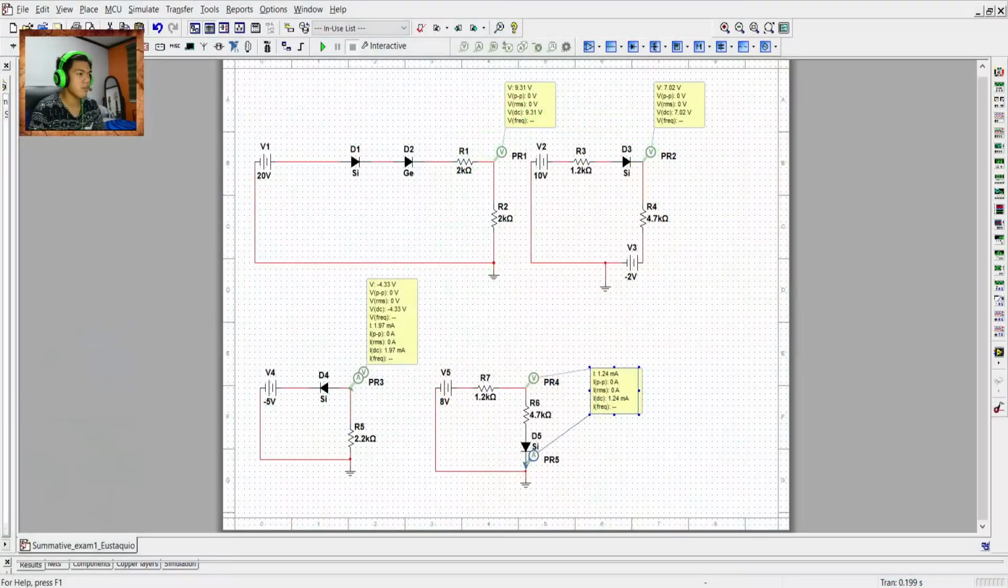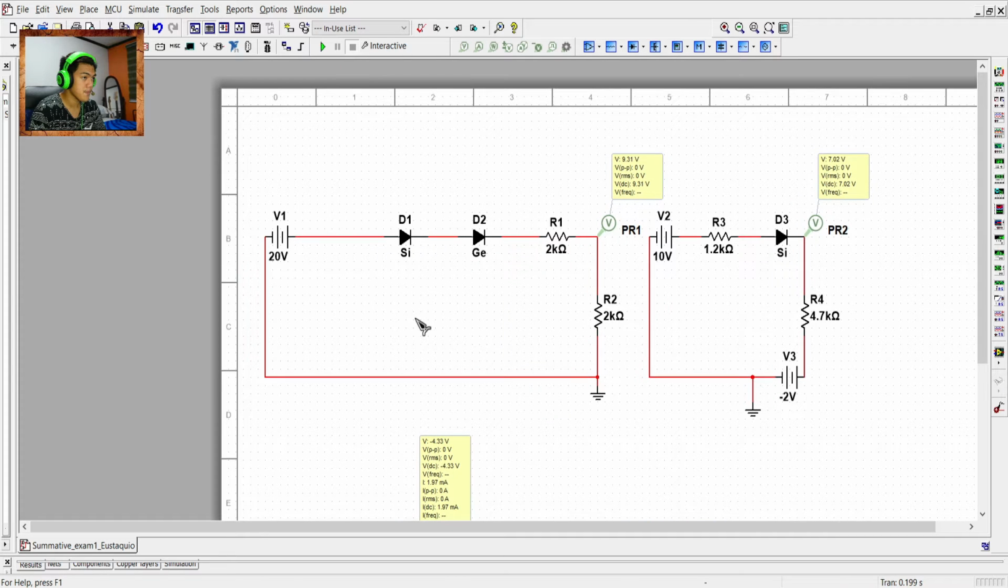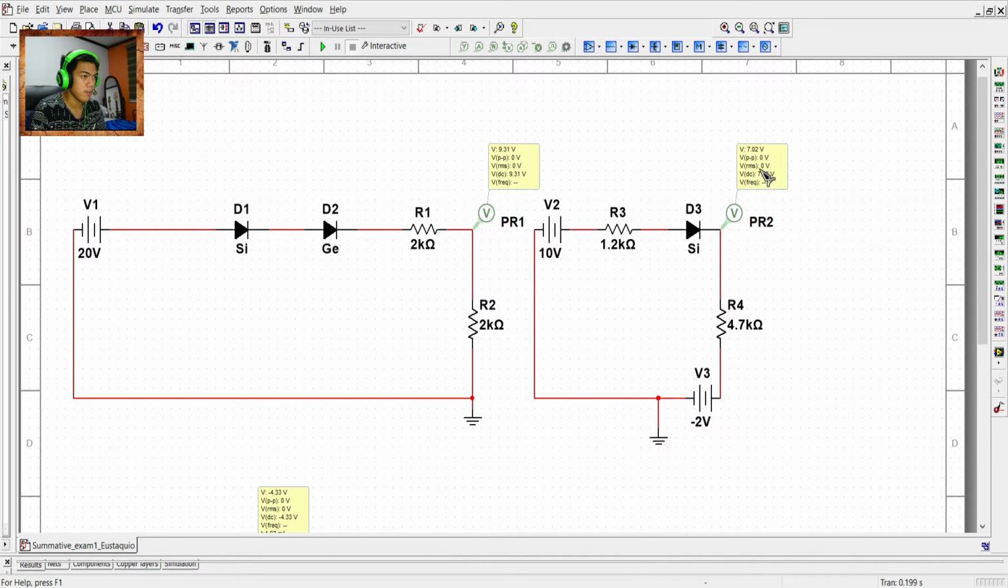Before doing this video, I was able to do the multi-simulated circuit of the problems. So, here we go. This is what I found. On problem 1, I discovered that the voltage drop VO of figure A is 9.31 volts, and in figure B it is 7.02 volts.